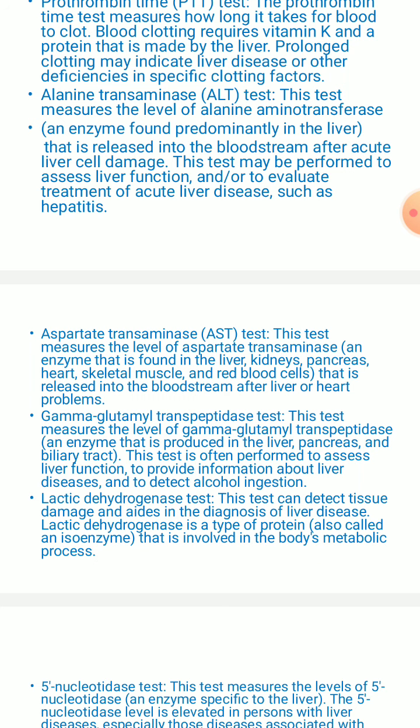Coming to the gamma glutamyl transpeptidase test. This test is especially done to measure the level of gamma glutamyl transpeptidase, which is an enzyme mainly produced in the liver, pancreas, and even the biliary tract. This is performed to assess liver function, which gives you information about liver diseases, and it is also helpful in detecting alcohol ingestion, that is, how much alcohol has been taken by the patient daily. So that can also be detected.